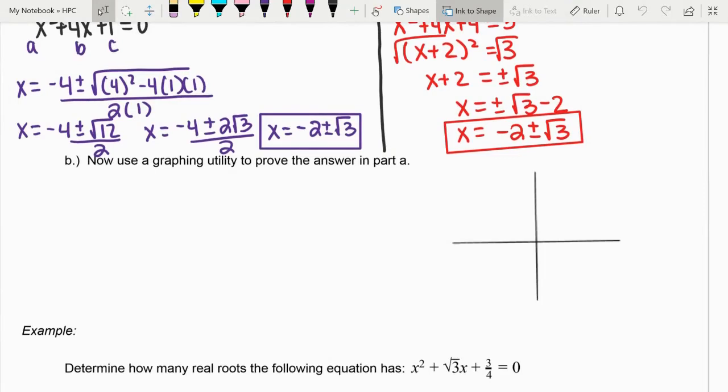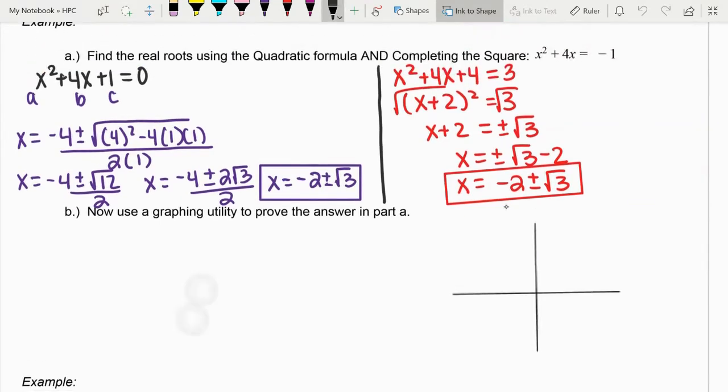Okay, next we are going to be using our graphing calculators to prove the answer in part A. I will have to switch between my tablet and my calculator, so I'm sorry if the video gets a little choppy. So first we have x squared plus 4x plus 1 is equal to 0.